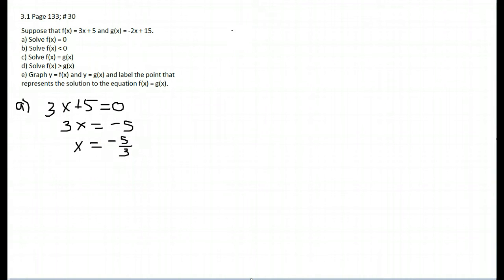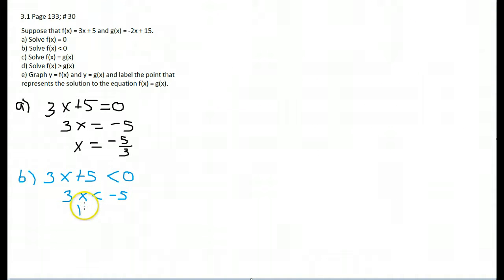Next, we're going to look at f of x is less than 0. So we take our function f of x, 3x plus 5, and we say it's less than 0. Our steps are still the same. We subtract 5 from each side. We get 3x is less than negative 5. Divide each side by 3, and we get x is less than negative 5 over 3.